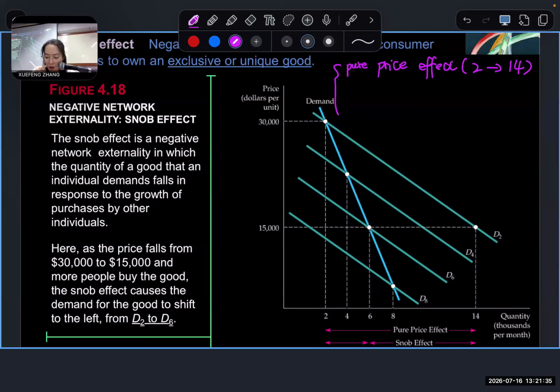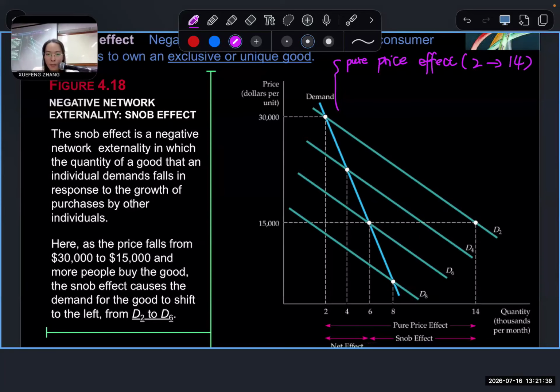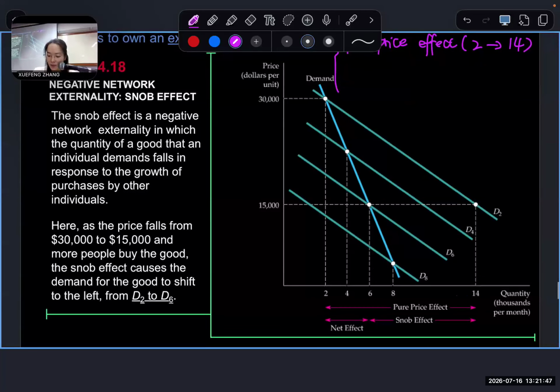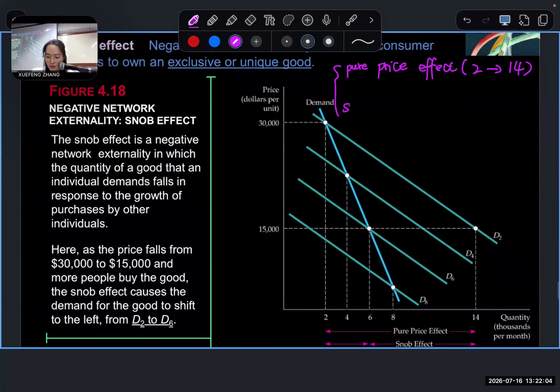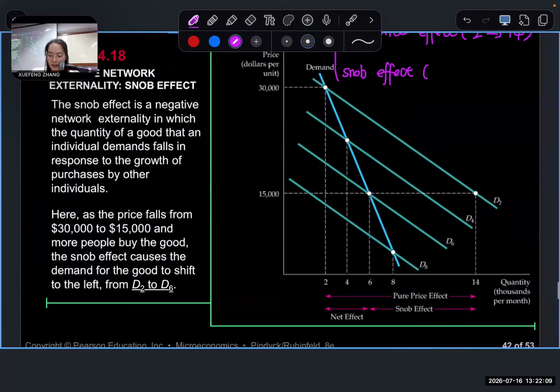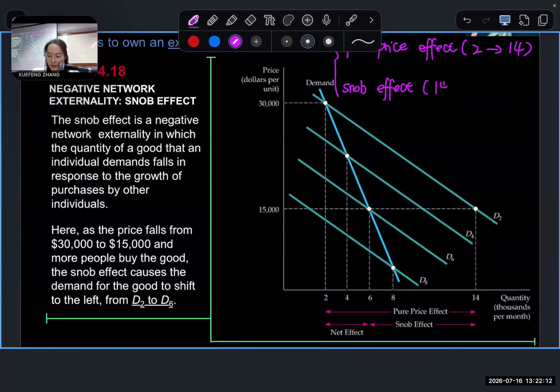And right now, because there are more people buying it, too many people have it now, so snobs want it less, all right? So basically, the true demand is going to decrease from 14 to 6 units because more people have it, you want it less. This is the snob effect. From 14 to 6 units, right?